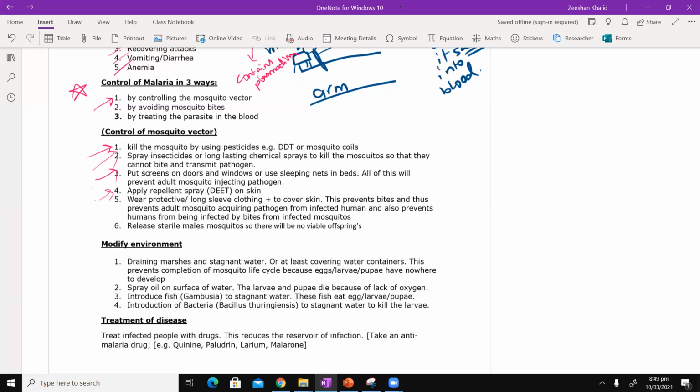And mosquito repellent creams are also available, but they should be kept a little away from children. So you apply the spray and the cream on the skin, and that really helps keep the mosquitoes away. Okay, all right.